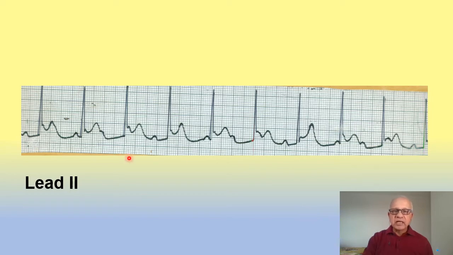Now this is the lead 2 rhythm strip of a 20-year-old. He was a 20-year-old boy who came to the cardiac ICU with history of retrosternal pain of 3 days duration. The pain was increased when he took a deep breath and also when he swallowed foods or liquids. So the question is, what is the ECG diagnosis of the arrhythmia and what could be the cause of his symptoms? You can start answering this also.